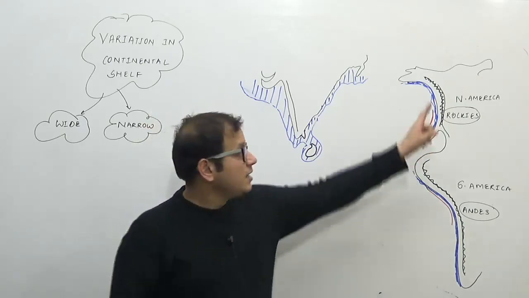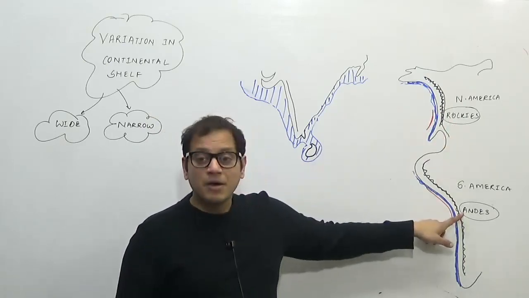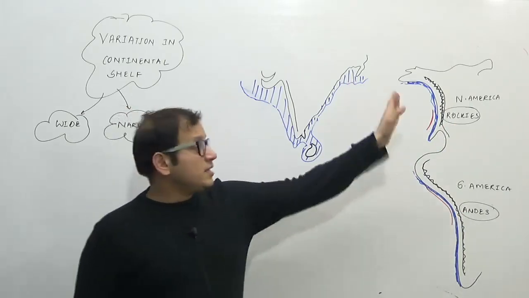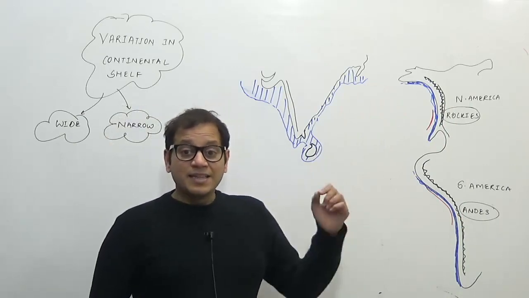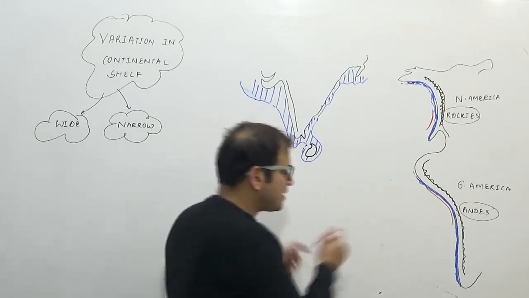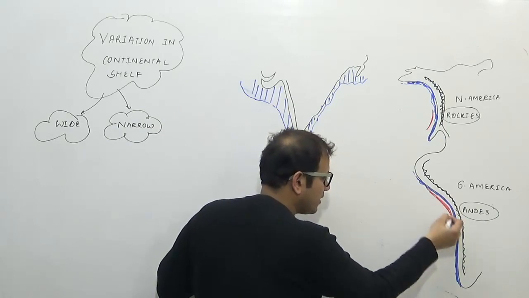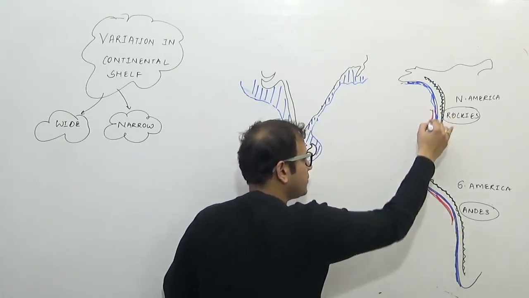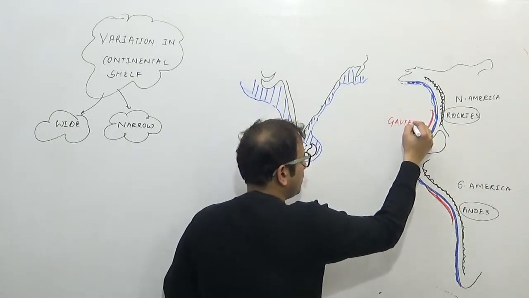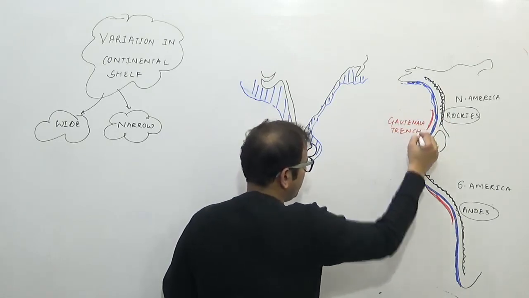In North America, these mountains are known as the Rockies. In South America, these mountains are known as the Andes. So these mountains run parallel to the coast. At the same time, you will see a different color code. There will be a narrow line of a darker blue color. I am using the red color to show you that line. Here it is written as Guatemala Trench.